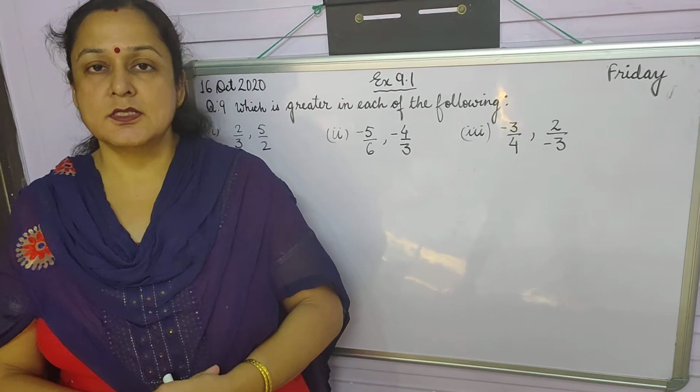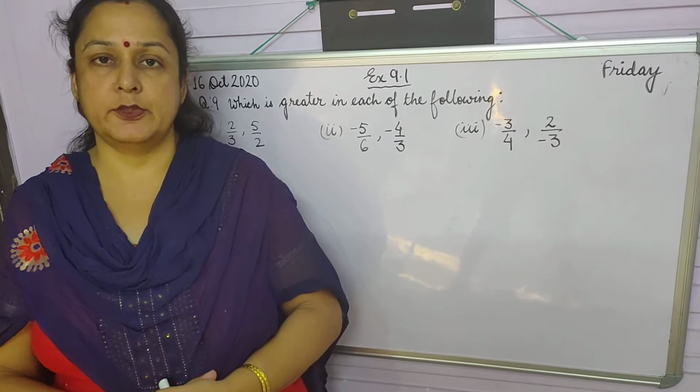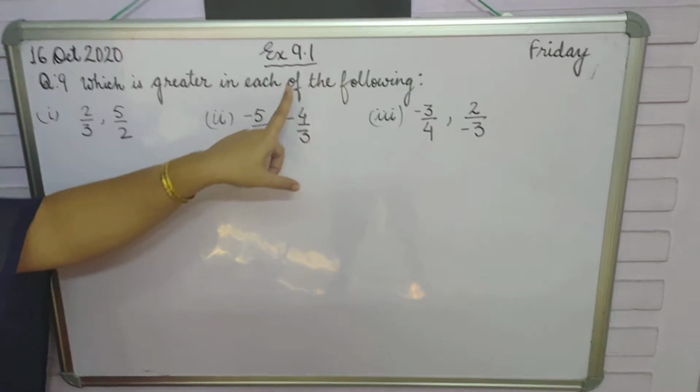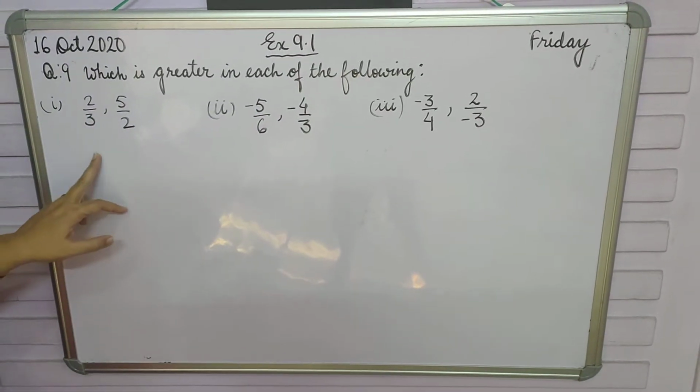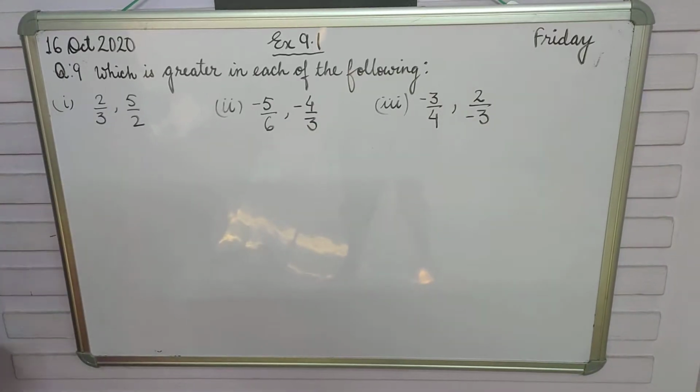Good morning, dear students. Today we are going to do the remaining questions of exercise 9.1. So here we start with question number 9, which is greater in each of the following. Means we have to find out the greater rational number amongst these. So let us see the first part.